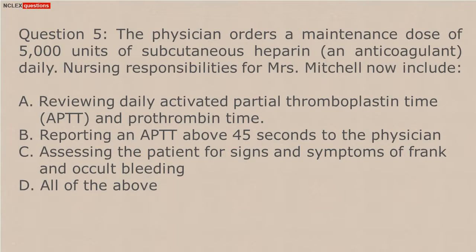Question 5. The physician orders a maintenance dose of 5,000 units of subcutaneous heparin, an anticoagulant, daily. Nursing responsibilities for Mrs. Mitchell now include A. Reviewing daily activated partial thromboplastin time, APTT, and prothrombin time. B. Reporting an APTT above 45 seconds to the physician. C. Assessing the patient for signs and symptoms of frank and occult bleeding. D. All of the above.